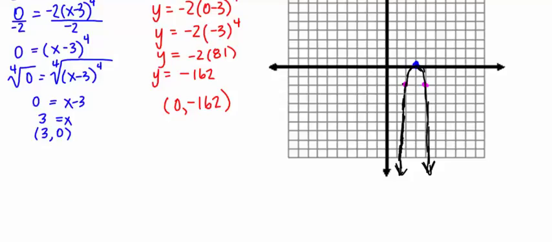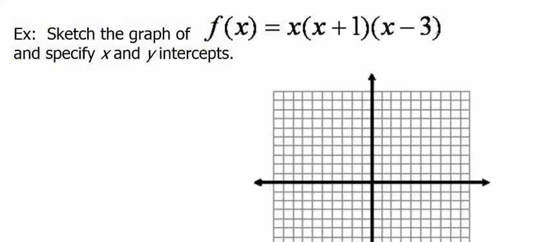So what happens when we have a graph that has 3 factors? Well, this graph right here is a degree 3. X times x times x would be an x cubed. So this graph is a degree 3. We're going to find the x-intercepts by putting a 0 in for f of x and solving.